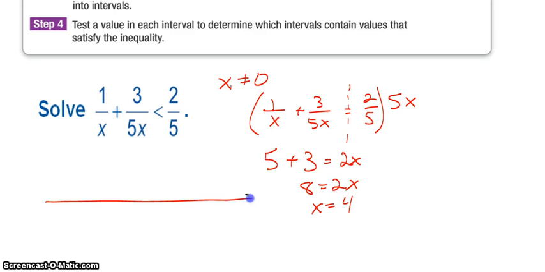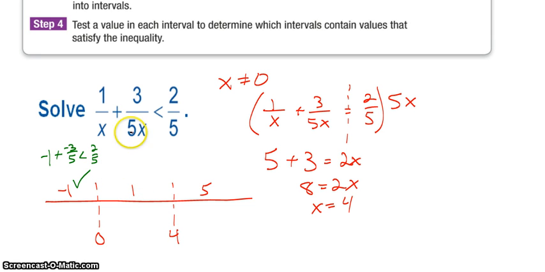Make my sign chart with my excluded value as well as any solutions that I found, and test values. So let's test negative 1, 1, and 5. If I plug in negative 1 here, I have negative 1 plus negative 3/5. Is that less than 2/5? Well, I don't care what that is, it's a negative number. That is less than 2/5, so we're good there.